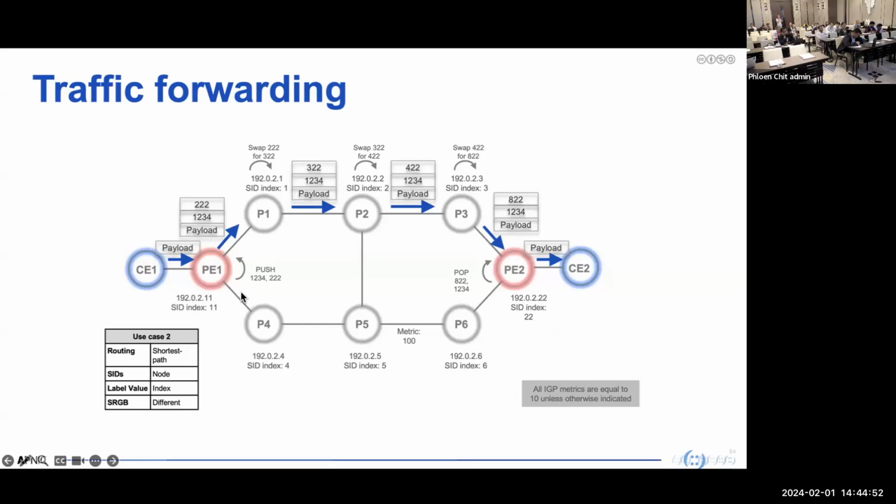The MPLS forwarding operation is actually the same, no matter for absolute labels or index values. The only difference would be the change of label value in each hop due to the different SRGB range. Actually, the forwarding mechanism is the same, but we just see the label change when the range is different. But when the range is the same, then it looks like always 222 along the path to the destination.